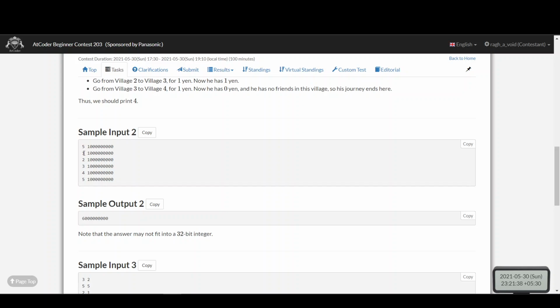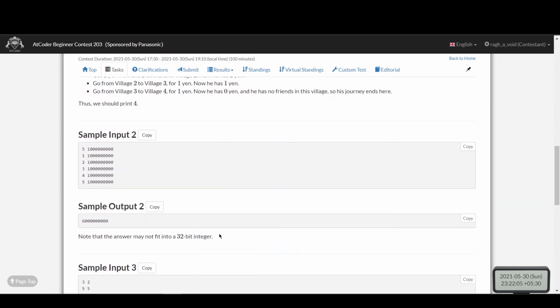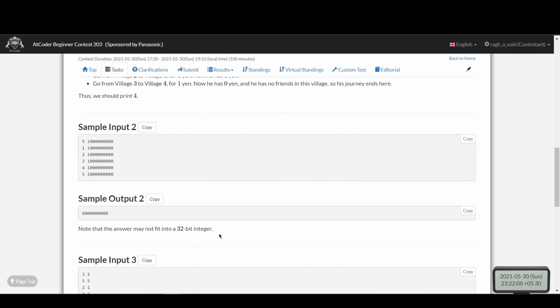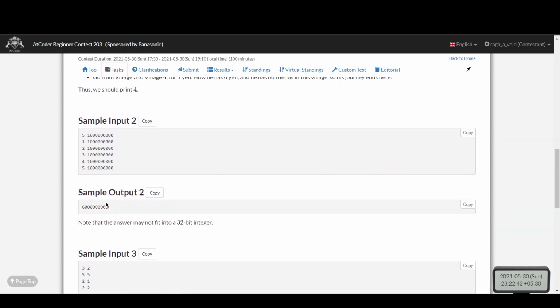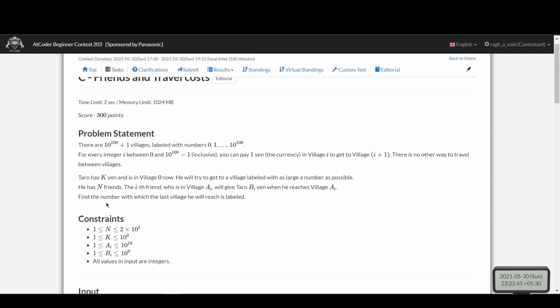And what we can see here is as soon as we reach 1, we would have 2 times this much amount, and on village 3 we would have added up all these amounts, and we can eventually reach village number 6 into 10 to the power 9. So it is 6 into 10 to the power 9, and obviously the numbers can go beyond 32-bit integers. That is, we had to take long int or long in Java. And now I hope the question is clear, and now let's move to the solution part.